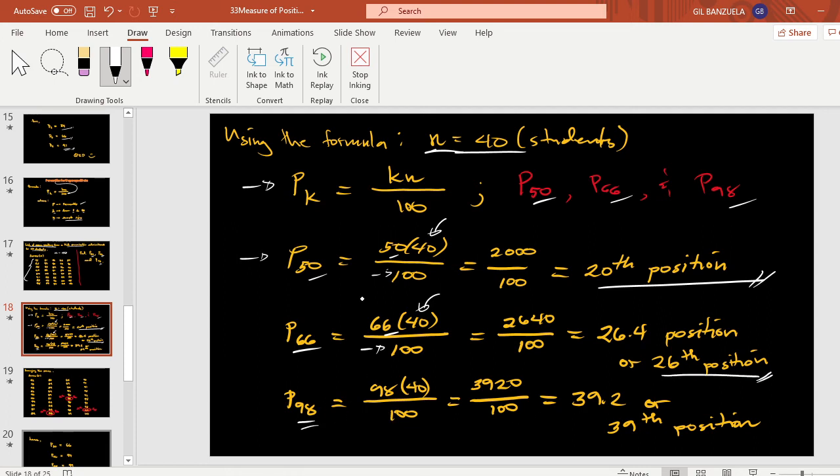Then let's talk about the last one, P98. Your k is 98 and your n is 40. Then divide by 100 since we are talking about percentiles. 98 times 40 is equal to 3920 over 100, so that would be equal to 39.2, or at the 39th position.